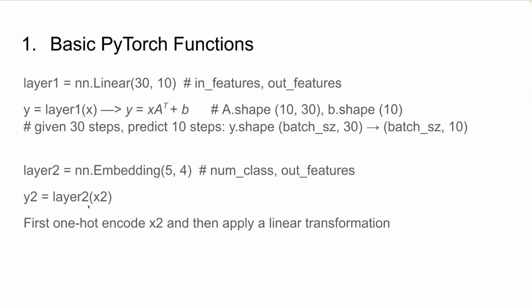So here, for example, if x2 has shape batch size, one thing to note is that if we use this embedding, it will automatically encode the input tensor. So if the shape is batch size, then after you call this embedding, it will first convert it to batch size times 5, because it will do the one-hot encoding for you and then apply the linear transformation.